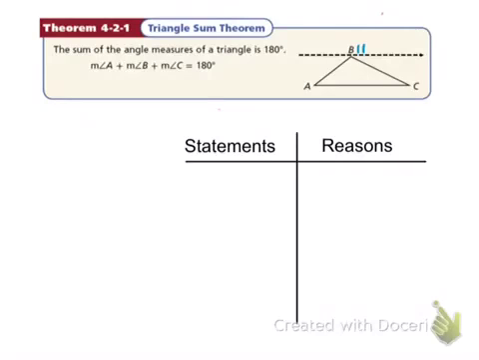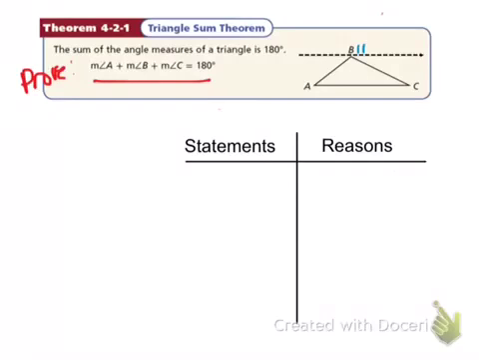Today we want to talk about the triangle sum theorem, which says the sum of the angle measures of a triangle is 180. So we want to prove, using this picture, that the measure of angle A plus the measure of angle B plus the measure of angle C equals 180. That's what we want to prove.